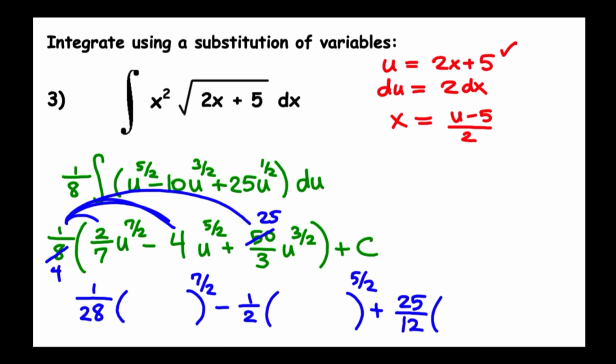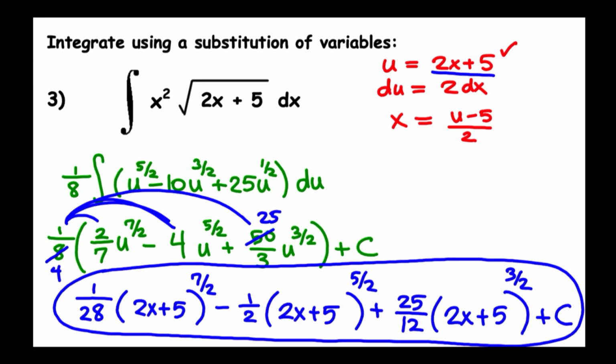And that'll be u to the 3/2 plus c. Just instead of u, put the 2x plus 5 back in each time. And there's the answer. Now again, I realize you could factor out a 2x plus 5 to the 3/2. That's way over the top. They will not have you do that.